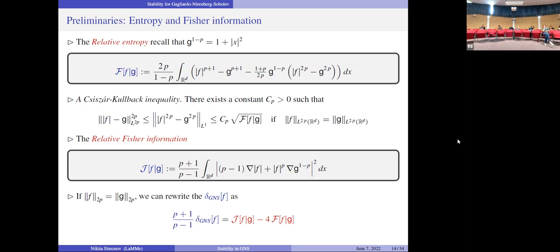It seems really magic, but there is actually something going on here. Whenever I introduce this function, I'm implicitly introducing the second moment of my function f and my function g. Here g to the power 1 minus p is basically 1 plus x squared, so I'm taking into account the second moment, and as well here, because the gradient of g to the power 1 minus p is basically x. So whenever I develop this square, I also have a second moment. And whenever I take the difference of the two, the second moment actually disappears. And because of that, I have basically my deficit functional.